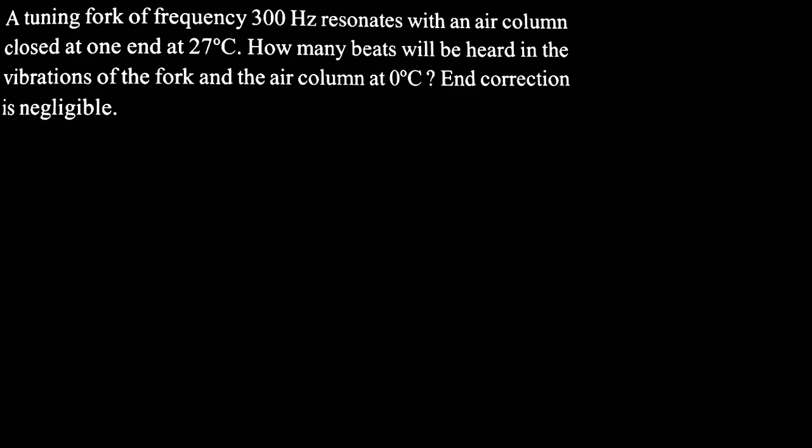Two wires are there, two tuning forks are there. Based on this one, there is another numerical. A tuning fork of frequency 300 Hz resonates with an air column closed at one end at 27 degrees Celsius. How many beats will be heard in the vibration of the tuning fork at column 0 degrees Celsius? End correction you should not take.